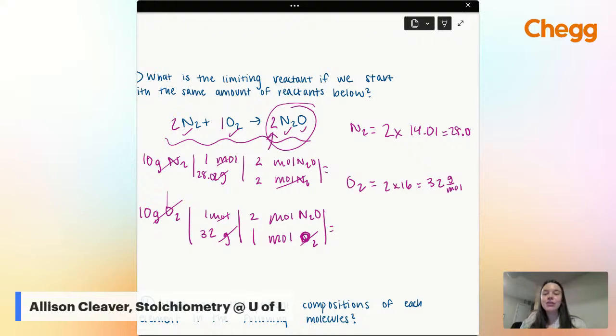3, 2, 1. All right, what we are putting in the calculator is 10 times 2 divided by 28.02 divided by 2. We should get 0.36 moles of N2O, just rounding a little bit for sig fig purposes. It could even be 0.4. And then for the bottom, 10 divided by 32 times 2 should get 0.625.